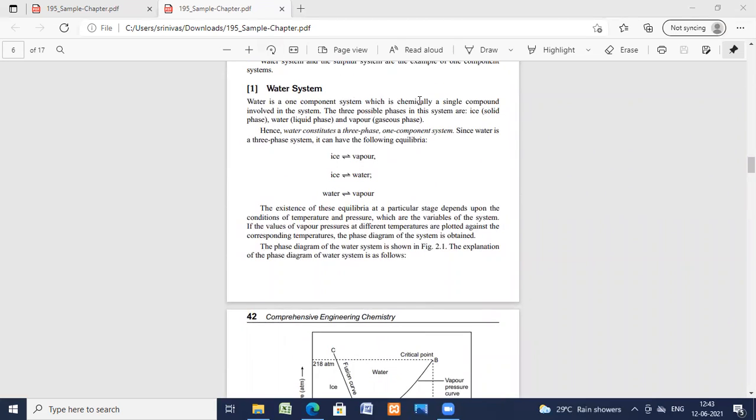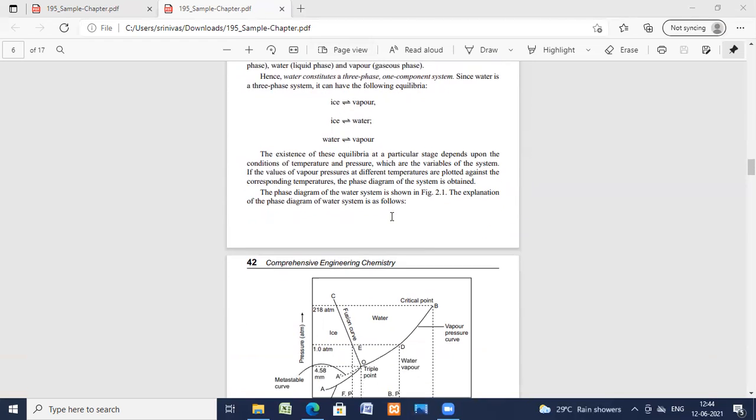Water is a one component system, chemically a single compound involved in the system. The three possible phases in the system are ice, that is solid; water, the liquid phase; and vapor, the gaseous phase. Hence, water constitutes a three-phase, one component system, with three types of equilibria. The existence of these equilibria at a particular stage depends on the conditions of temperature and pressure. Different vapor pressures at different temperatures are plotted.